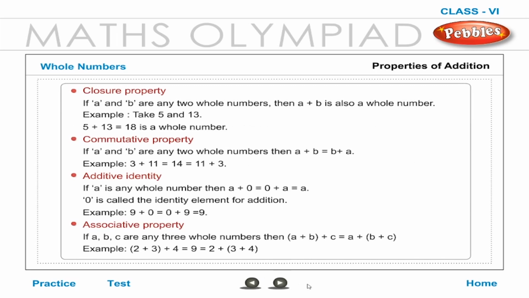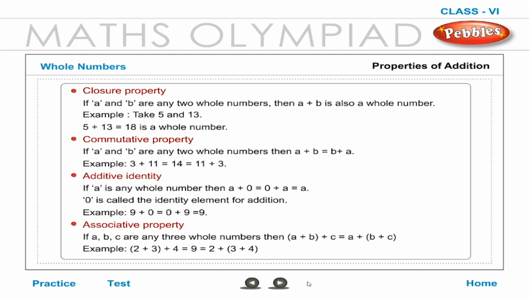Properties of addition. Closure property. If a and b are any two whole numbers, then a plus b is also a whole number. Example, take 5 and 13. 5 plus 13 is equal to 18, which is a whole number. Commutative property. If a and b are any two whole numbers, then a plus b is equal to b plus a. Example, 3 plus 11 is equal to 14, that is equal to 11 plus 3.